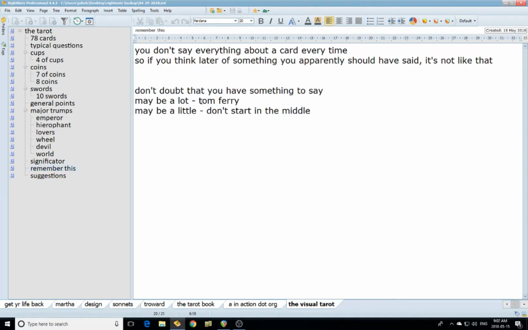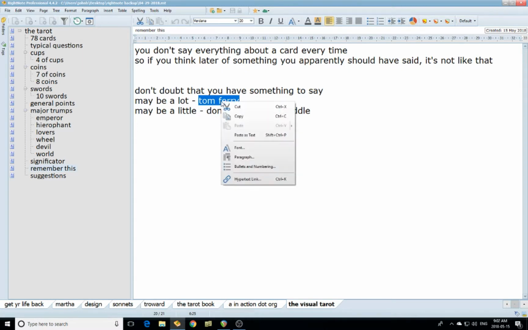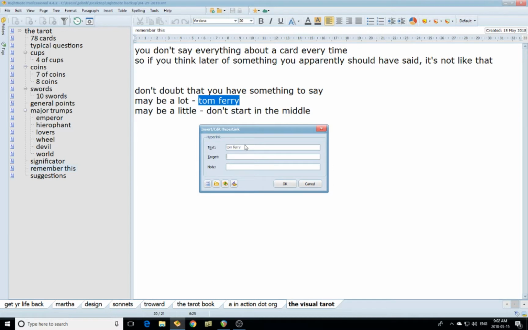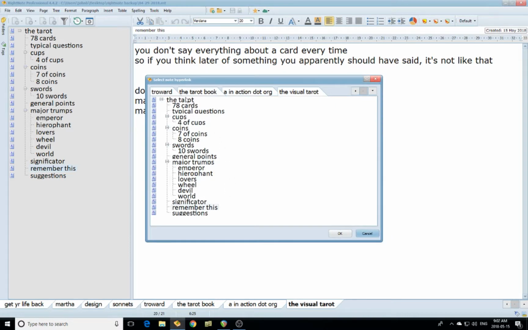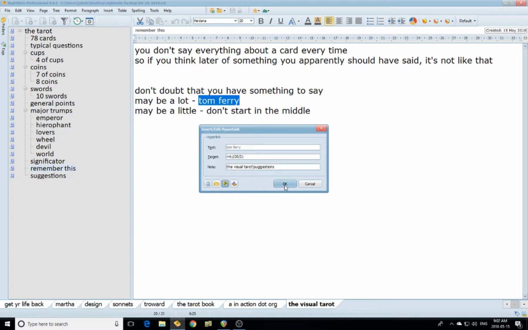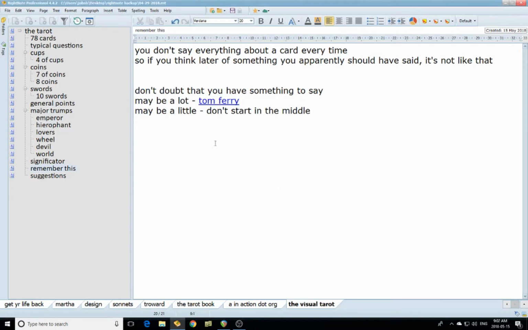But let's say we've got Tom Ferry. So what you do is you highlight the words that you want, and then you right click, and down at the bottom here you can make a hyperlink. And so the text is going to be Tom Ferry. The target is going to be, you can select a file or a folder, but here I'm going to go, and this is going to give me the topics in this particular file, page, whatever you want to call it. So I know that it's in suggestions. So I'm going to click on OK, and then I'm going to click on OK. So that now Tom Ferry is a link.